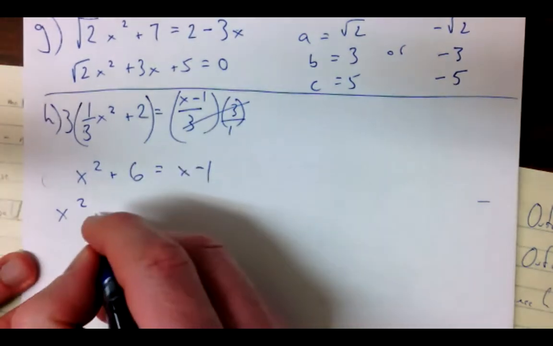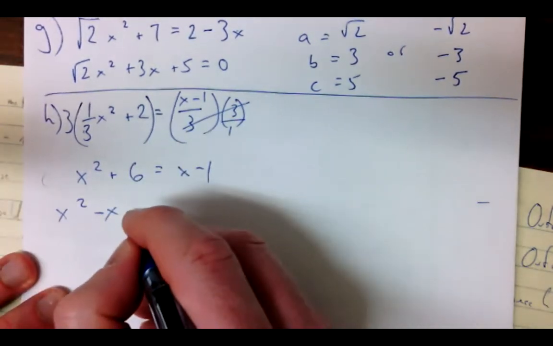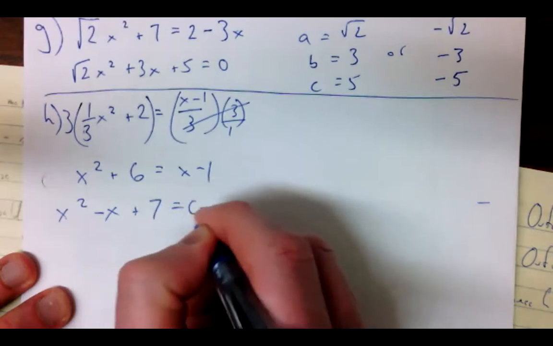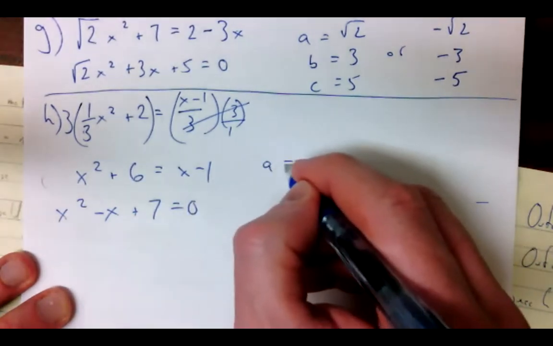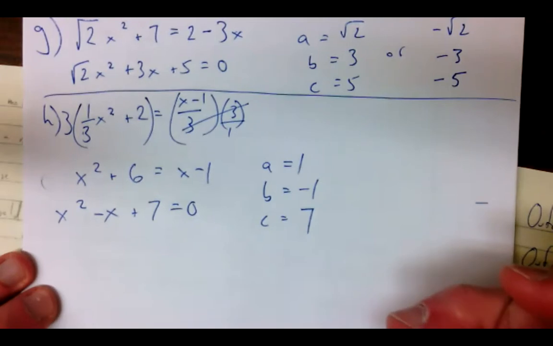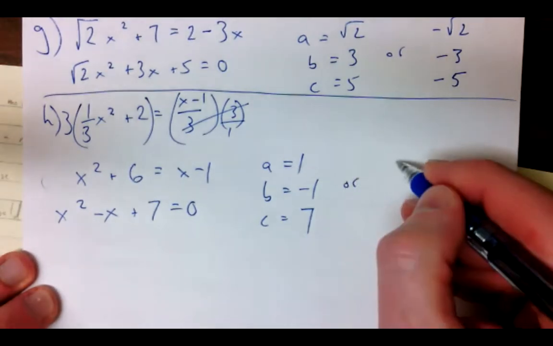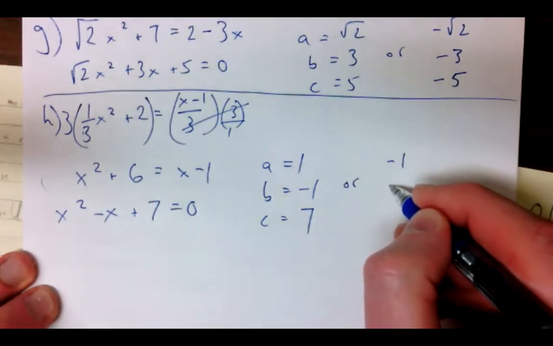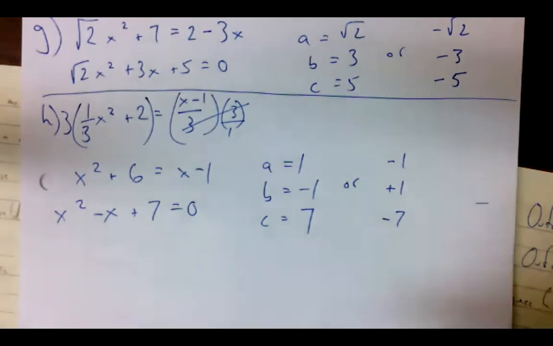X squared minus x plus 7 equals 0. A equals 1, B equals -1, C equals 7. Or, I'm not going to keep writing this, just last time. -1, +1, -7.